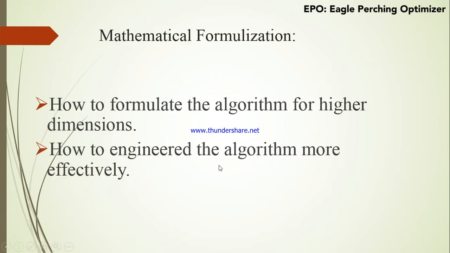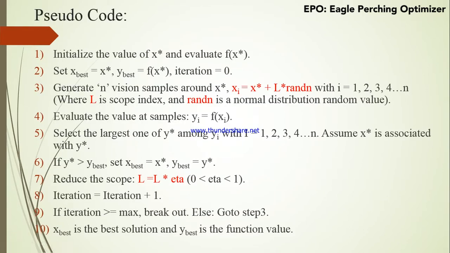So far, so good. To this point, we have discussed the nature of the eagle and how it locates the highest point of the ground while flying up in the sky. We also went through the different recursive processes involved in making that happen. But for the mathematical formalization, there are two main questions that we need to ask. Number one is how are we going to formulate the algorithm for higher dimensions? And the second question is how are we going to engineer the algorithm more effectively, or make it more useful?